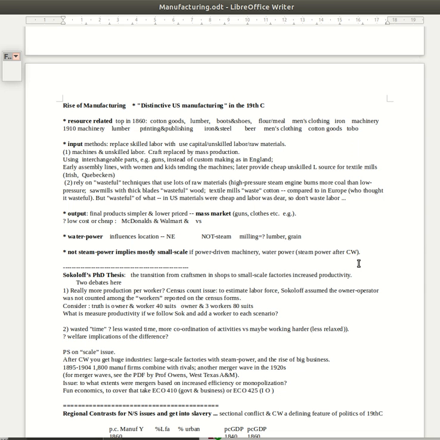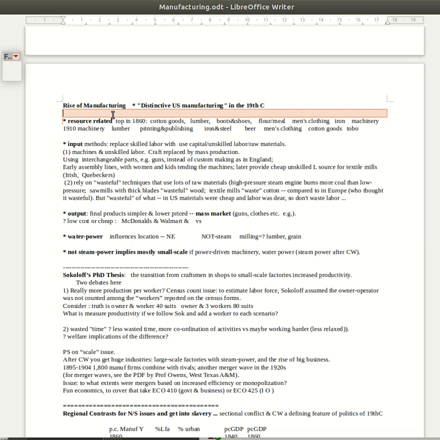All right, let's run through the second major element of topic 4, which is the idea of distinctive U.S. manufacturing in the 19th century. So the point here is that the United States developed a distinctive form of manufacturing in contrast to England, where the Industrial Revolution had started already. So the simple points to highlight.